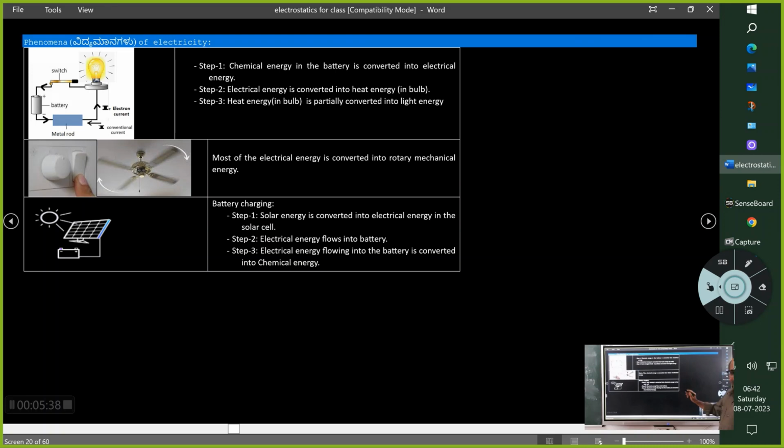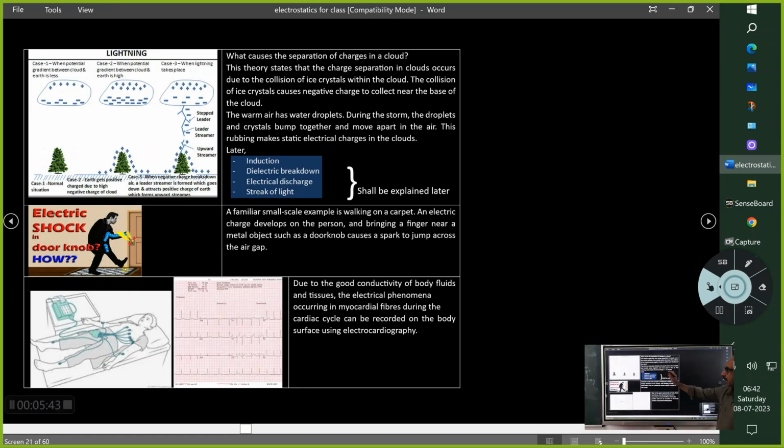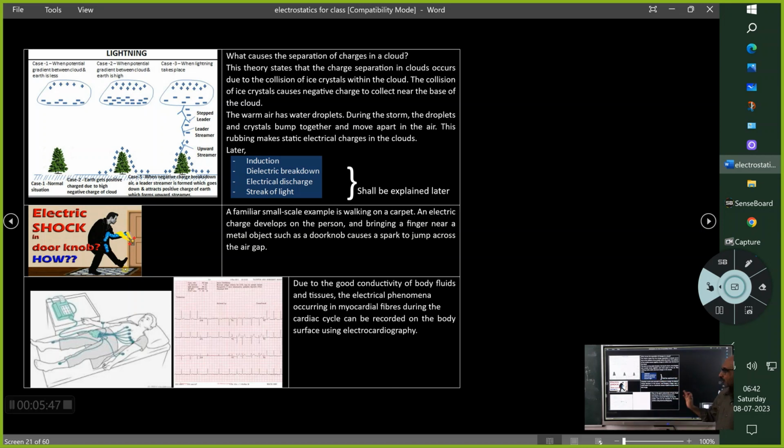Now we have seen different phenomena associated with electricity. Yesterday I told you something about lightning. There are terms like induction, dielectric breakdown, electric discharge, streak of electrolyte that I have explained in brief. Sometime later I will explain in detail for all of you. At this stage, it is important that you appreciate that all these phenomena are associated with a branch of physics called electricity. The branch of physics electricity will explain why all these phenomena are happening.